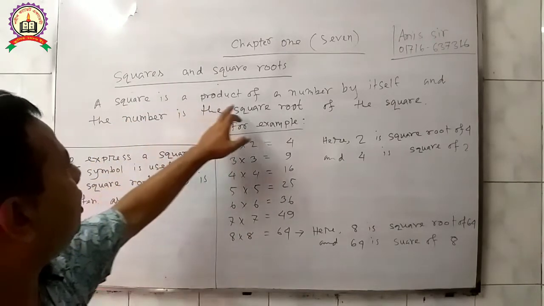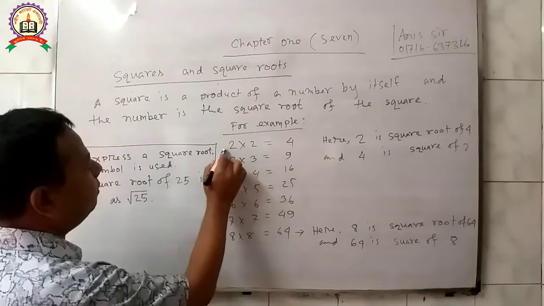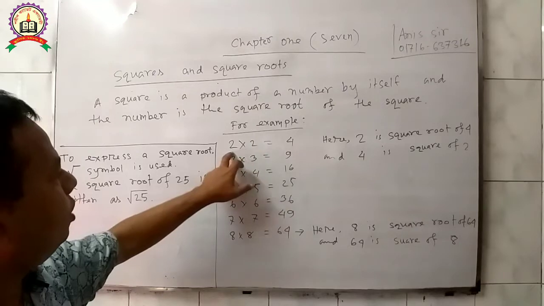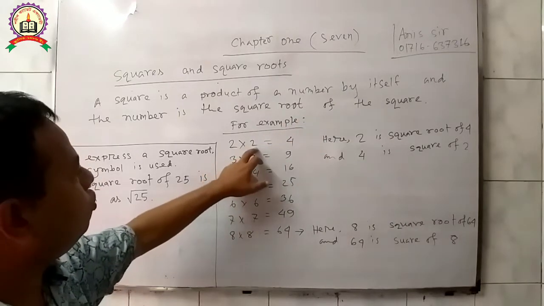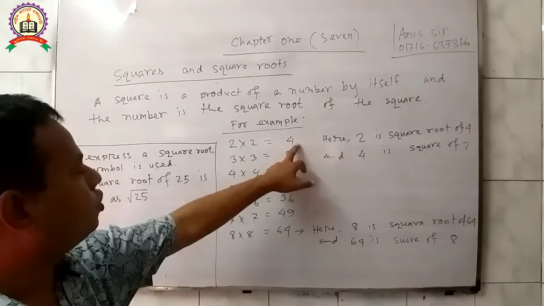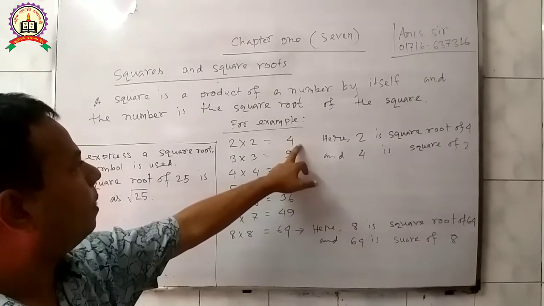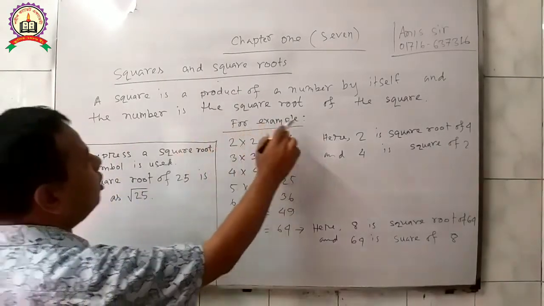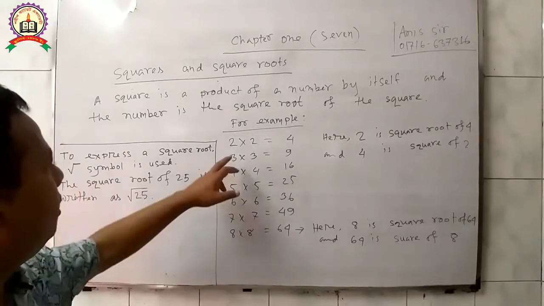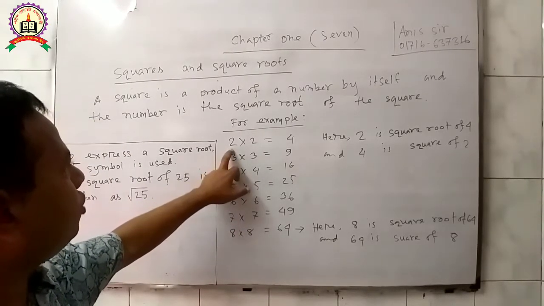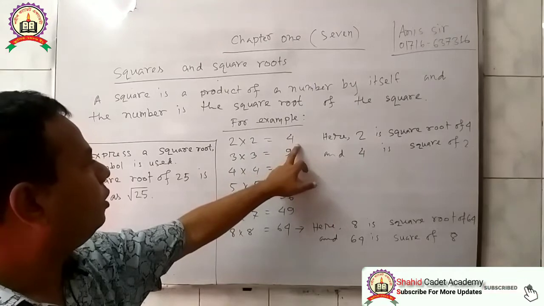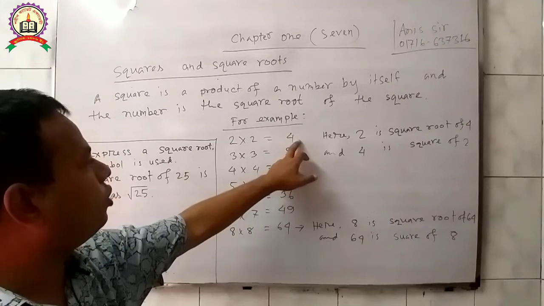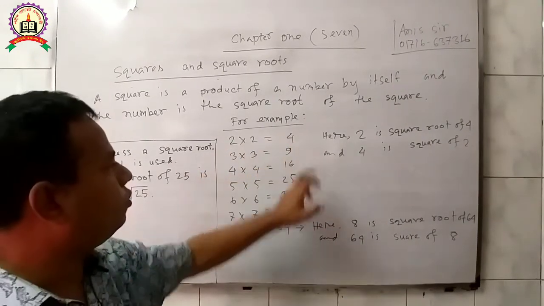Definition: a square is a product of a number by itself. Here the number is 2 and we multiply 2 by itself. 2 into 2 equal to 4. So 4 is the square. And the number is the square root of the square. So here the number is 2. 2 is the square root of 4, and 4 is the square of 2.